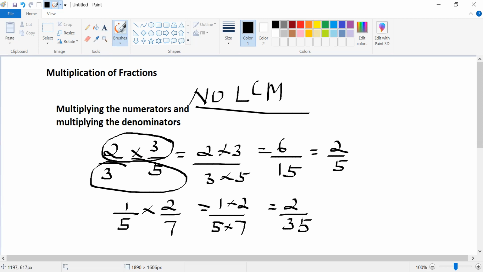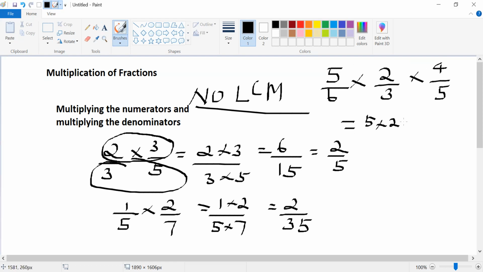Here's an interesting fact in multiplication. We can do the multiplication of fractions in a little easier way. The basic method, as I told you, is to multiply the numerators and multiply the denominators. But sometimes, suppose I give you 5 by 6 into 2 by 3 into 4 by 5. You multiply the numerators, 5 into 2 into 4, divided by the denominators, 6 into 3 into 5.